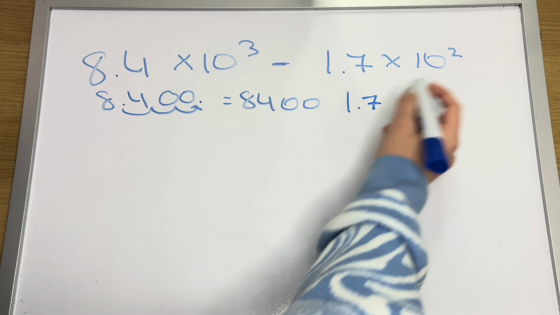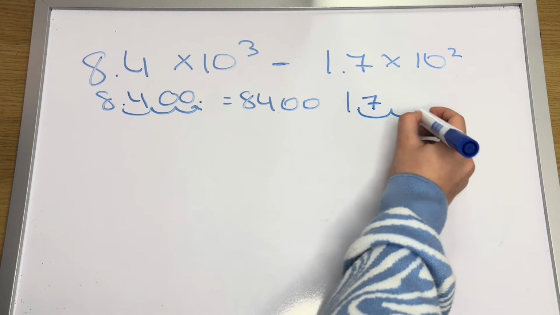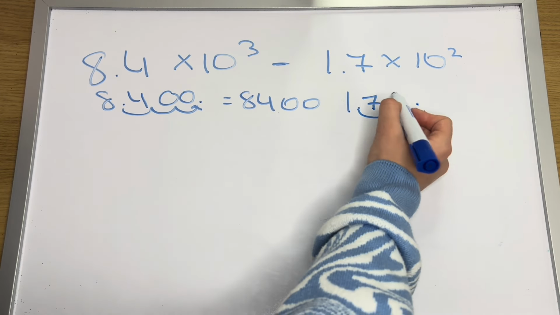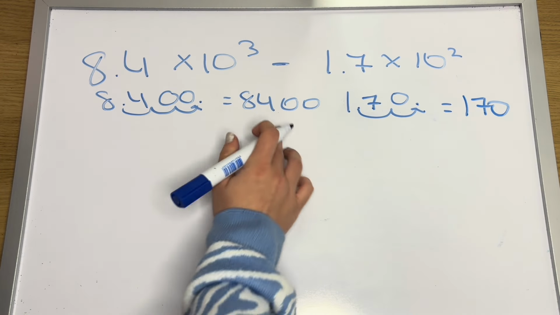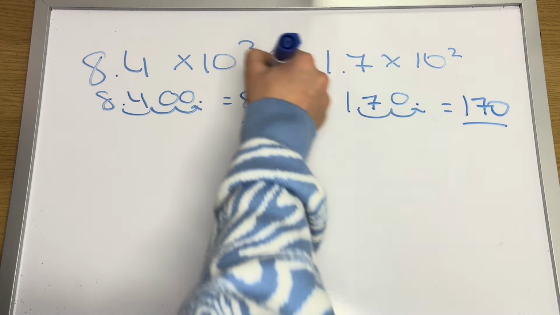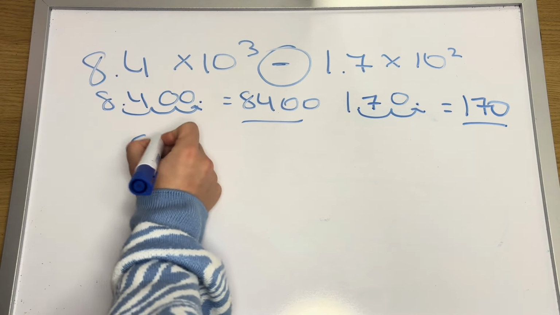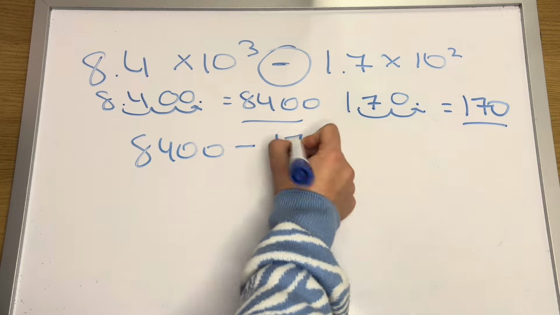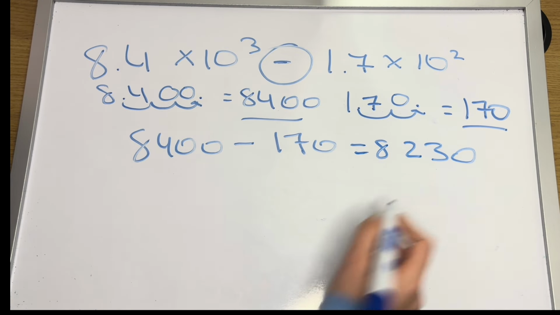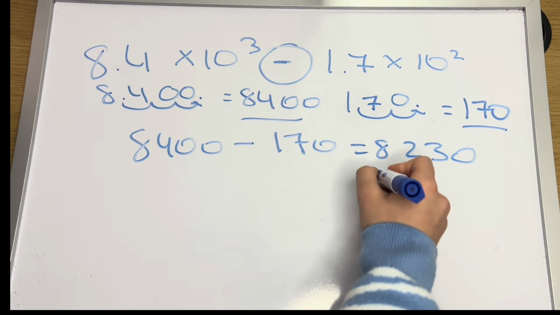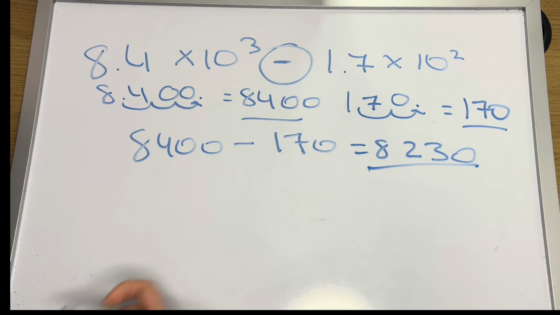Now I'm going to do the same with this statement, 1.7. So the decimal place has been moved twice. So 1, 2. That means the decimal place is here. There's a 0 here. So that means it's 170. Now I'm going to take 2 of these numbers and I'm going to subtract them in this case. So 8,400 take 170 equal to 8,230. Now am I done? I'm not, because I have to take this and convert it back into standard form.